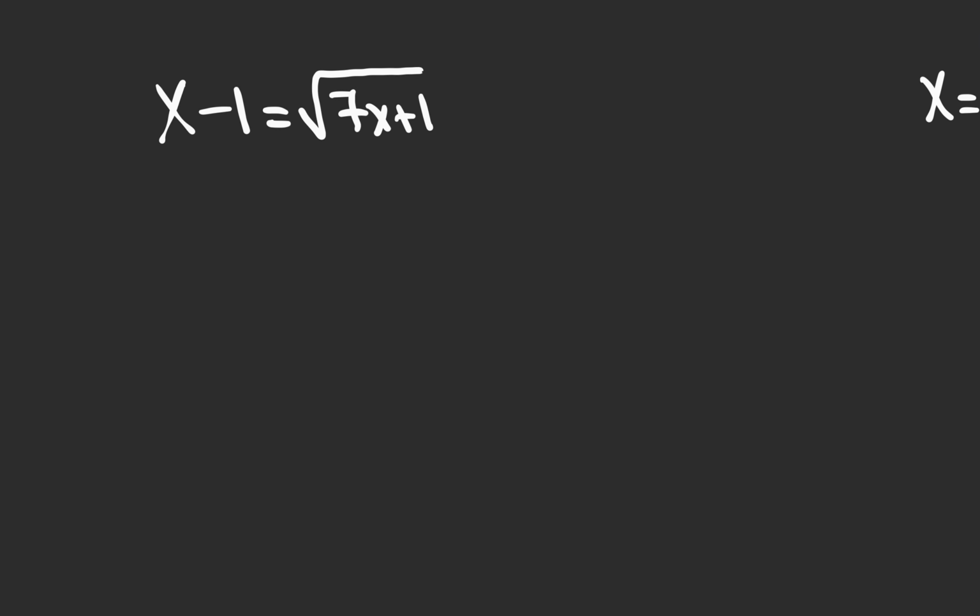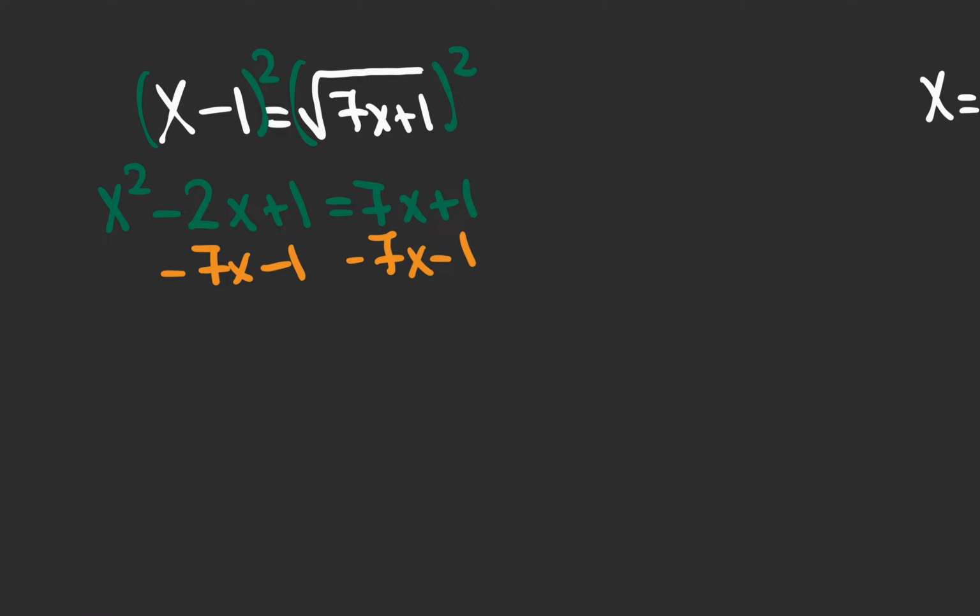For this one, our first step is to square both sides. This will leave us with x squared minus 2x plus 1 is equal to 7x plus 1. We then move all the terms to the left, so minus 7x minus 1, minus 7x minus 1. This will leave us with x squared. Negative 2x minus 7x will give you negative 9x. Positive 1 minus 1 will give you 0. We do not have to write down 0. So all of this is equal to 0.